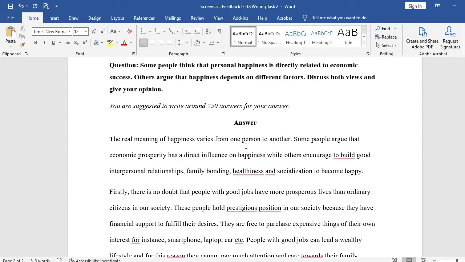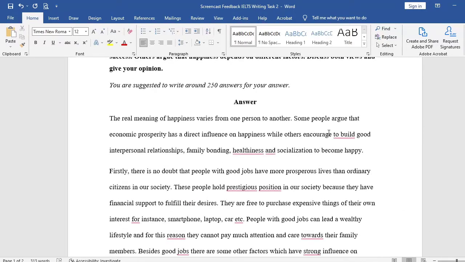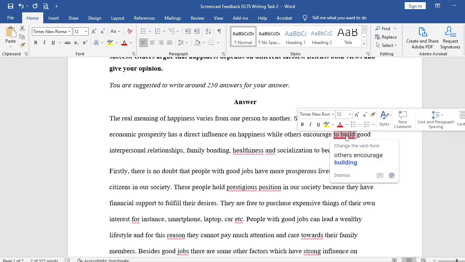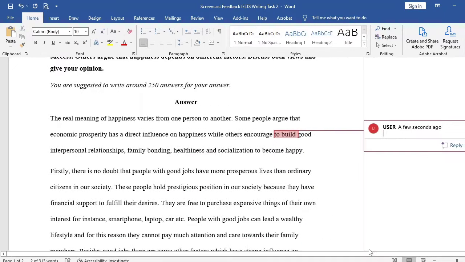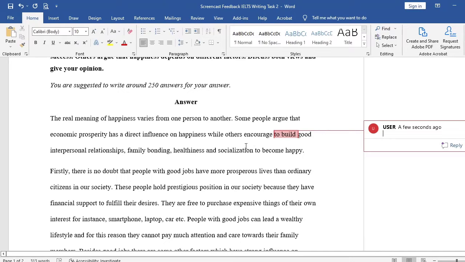But before that, I'd like to highlight that there are some grammatical mistakes. My Grammarly application is showing that it should be building instead of to build, and there are also some other red underlines here and there. So I am going to give some comments. I'm not using the track changes facility in Microsoft Word, because some of my students have some issues understanding them, so I am directly just commenting on their mistakes.